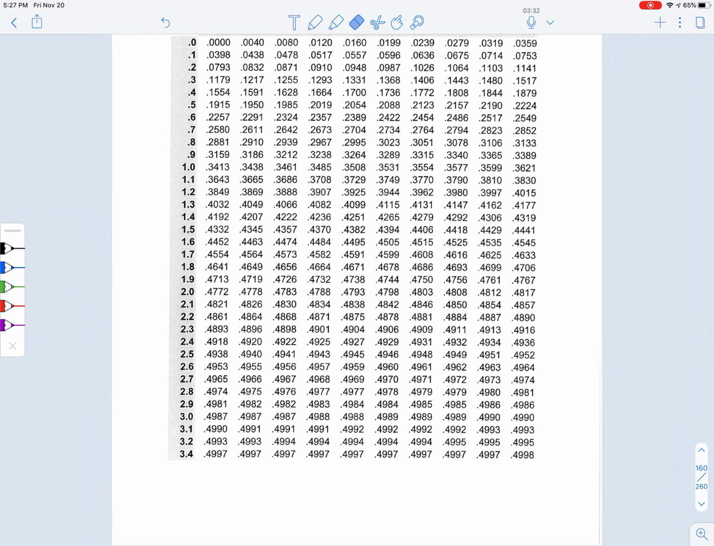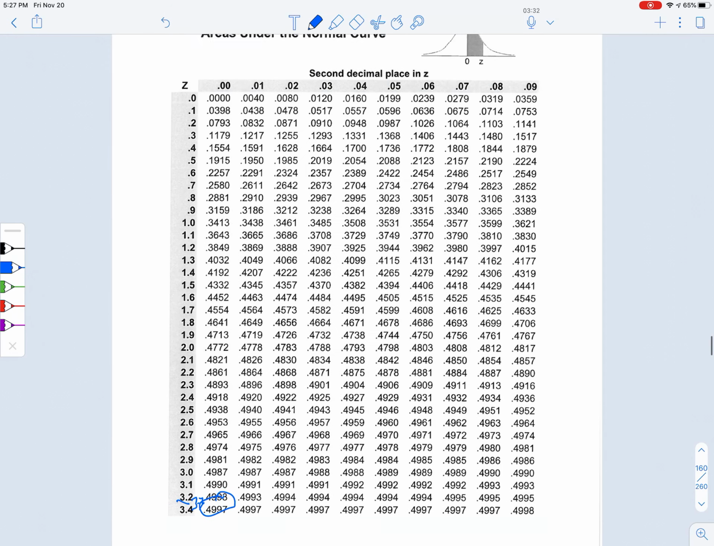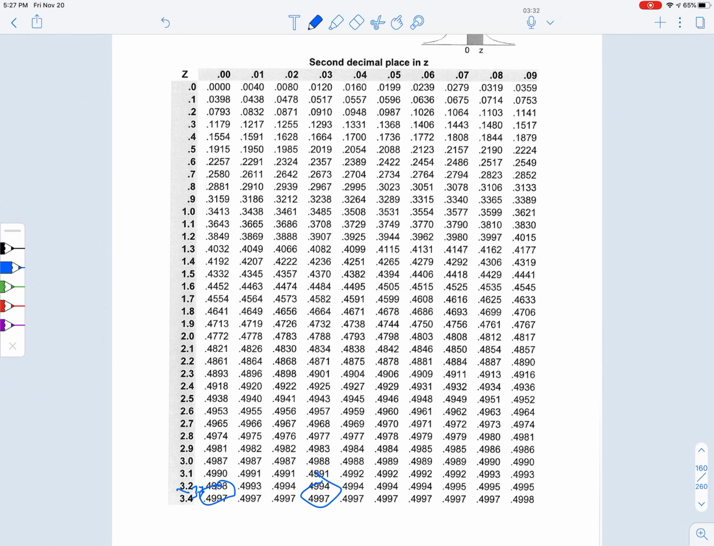3.33. Remember what these numbers mean: the number of standard deviations away from the mean. And so 3.33 is way, way out here in the tail. Oh, that's interesting, I wonder what happened to the 3.33. Anyways, it's right in here.